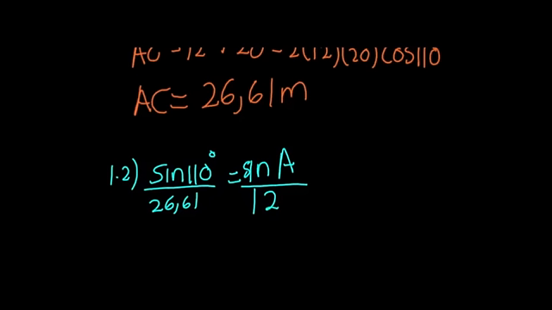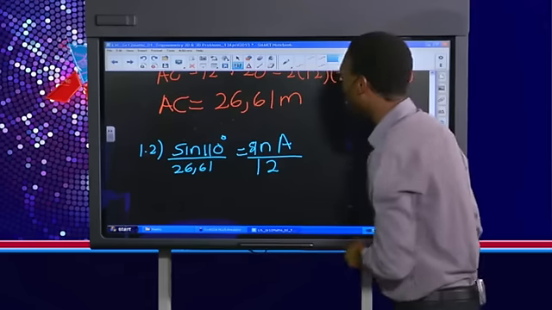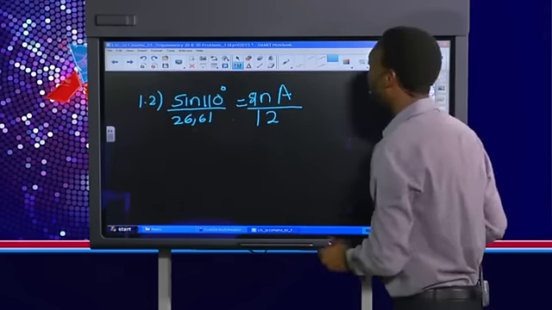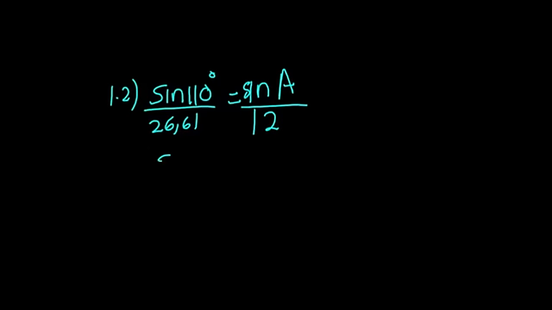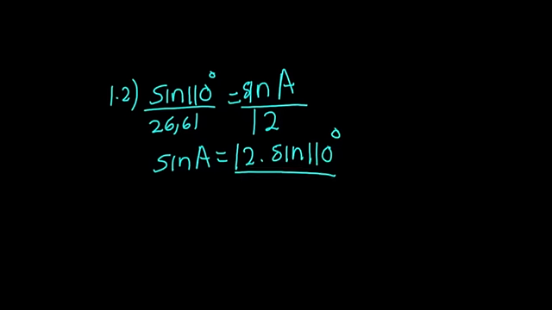Now it's just a matter of first solving for sine A. Once we've solved for sine A, we can then work out what A is. If you want to write that in terms of sine A, we need to multiply both sides by 12, so sine A is equal to 12 multiplied by sine of 110 degrees divided by 26.61.